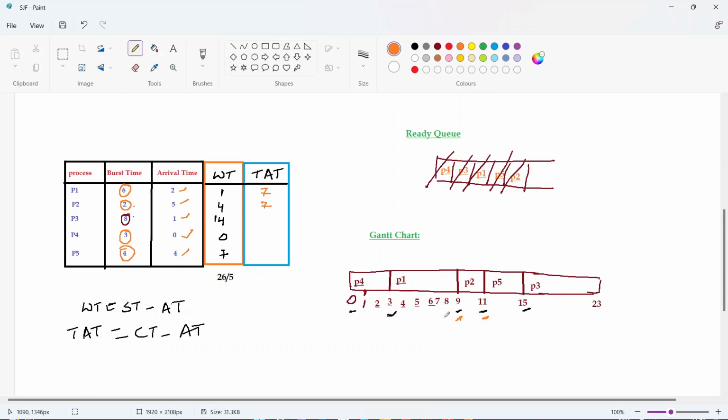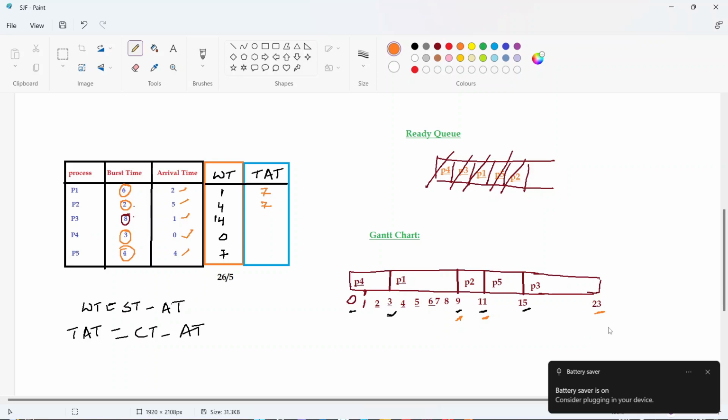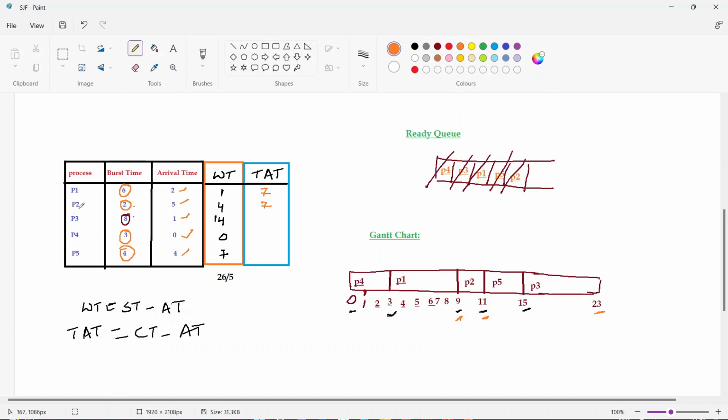Now P3 completed at 23 seconds. 23 minus 1. What is that? 22. 23 is the finish time, completion time, and arrival time is 1. Okay. And P4 is 3 seconds. So 3 minus 0, 3. And P5 completion time is 15. 15 minus 4 is 11. Now you need to calculate the total of these values divided by 5. So that is your average turnaround time.